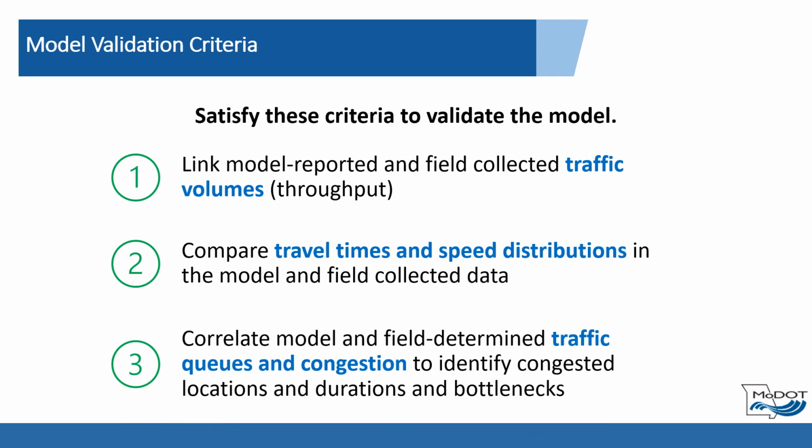Next, using visual inspection or review of output data, correlate model and field data to determine critical locations where queuing is occurring, specifically the onset and duration of congested conditions and the location of bottlenecks. Specific guidance on thresholds is available in the MoDOT TIA documentation, as well as additional resources from FHWA, including the Traffic Analysis Toolbox, Volume 3.